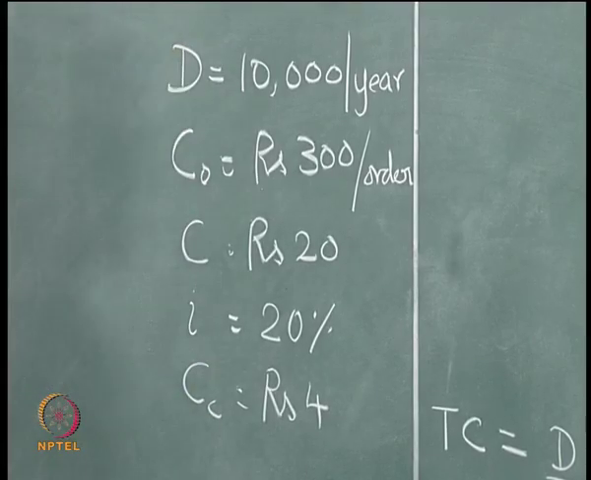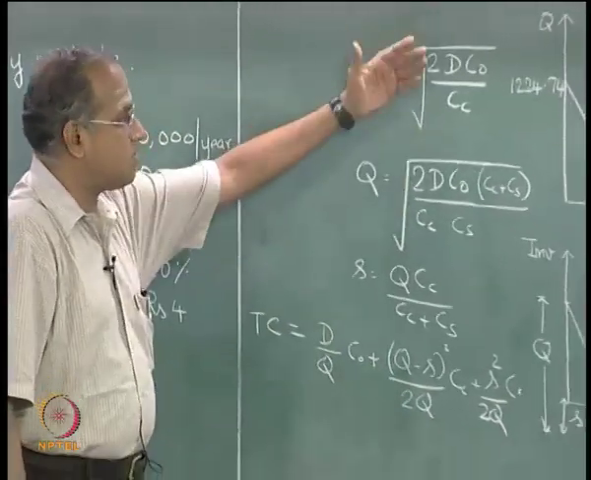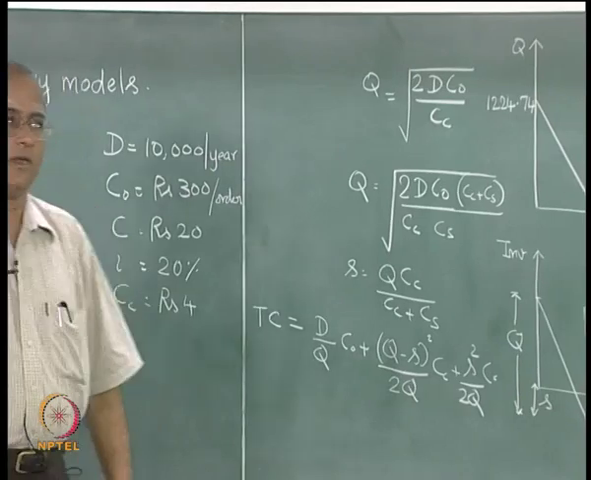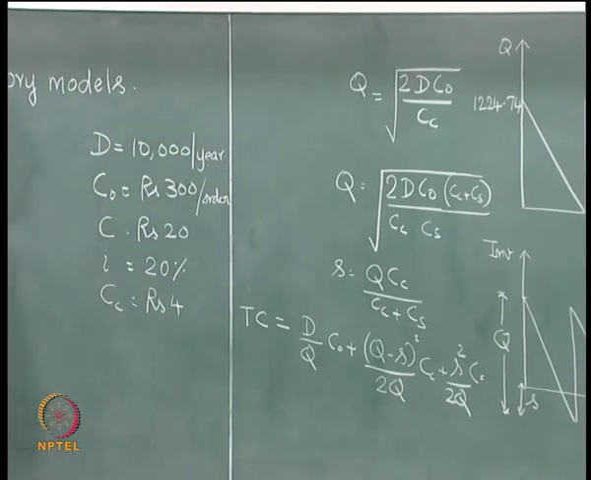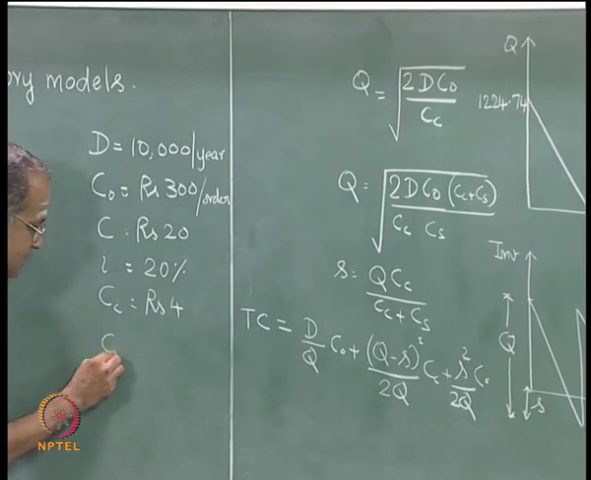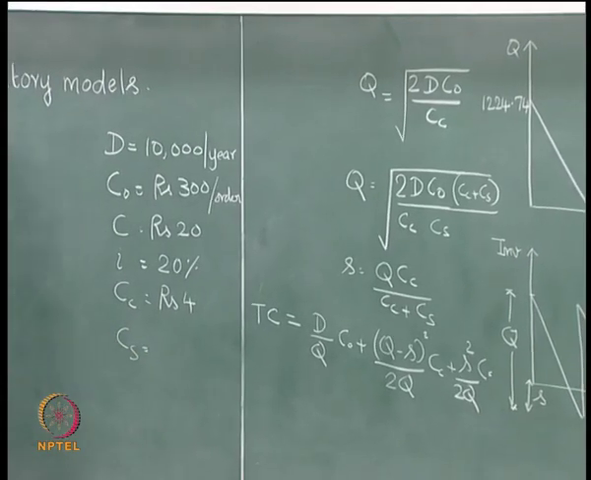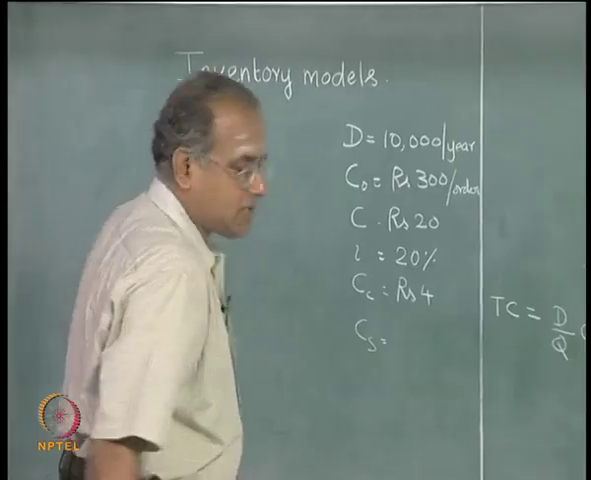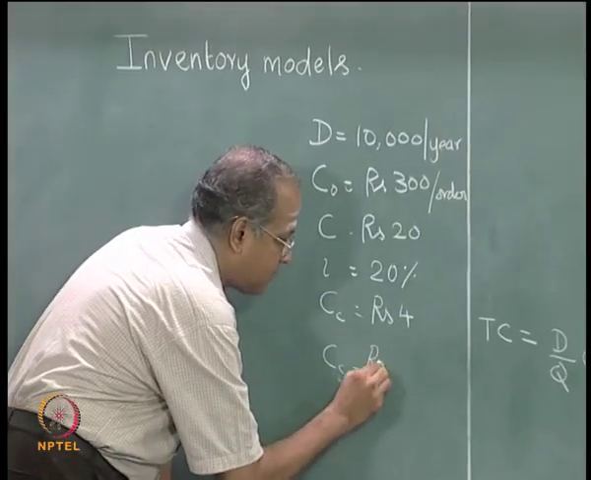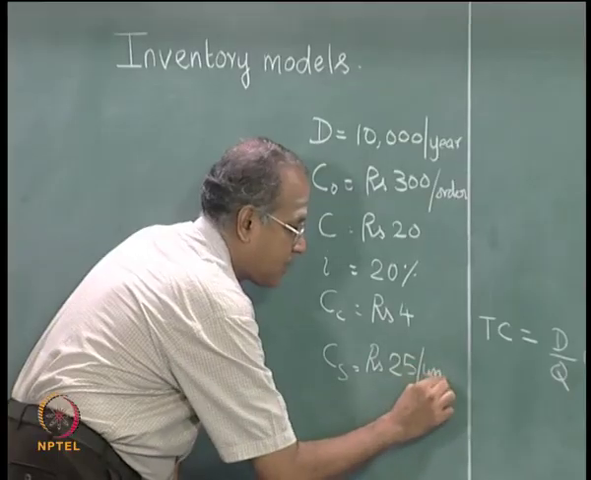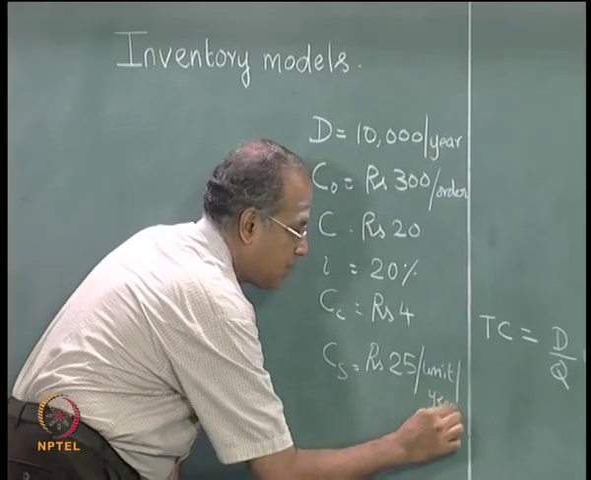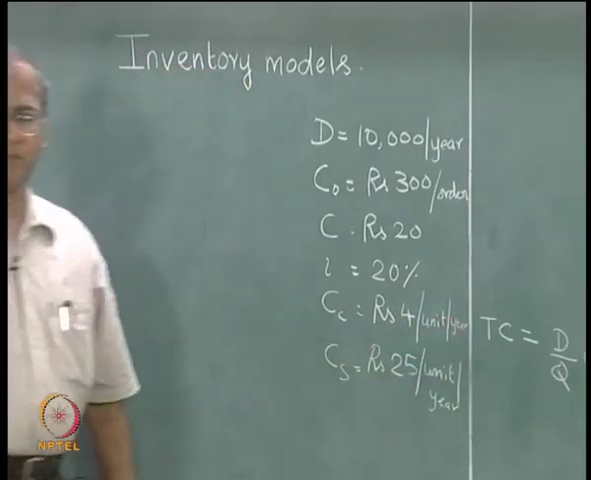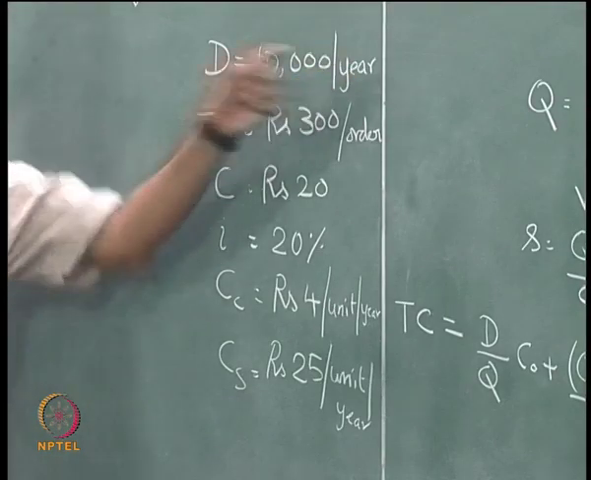Now using these we had calculated the economic order quantity for the first model and we had got a value of 1224.74. Now we use the same data and we also introduce a Cs, which is a shortage cost, and we use shortage cost of rupees 25 per unit per year. Cc is 4 per unit per year. So we now compute these values.